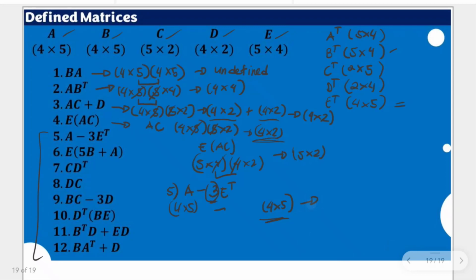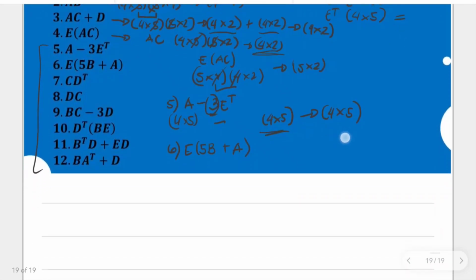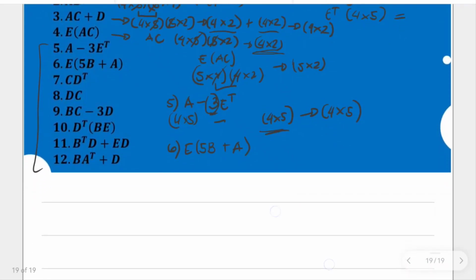So their difference is defined as a matrix, resulting matrix of size 4 by 5 as well. Okay? So these are for the first 5 items. For number 6, we have E times 5B plus A. Okay? So let's start with 5B.